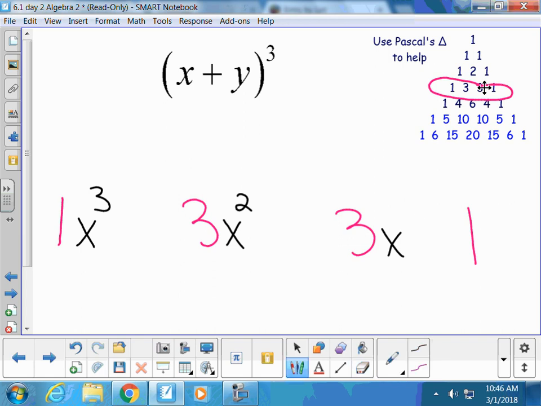Okay, let's try our y's. Our y's are going to start in the rightmost term, and it's going to be y to the 3rd. Every term I travel to the left, it will lose 1 degree. So y squared, y to the 1st, and y to the 0 power. Okay.